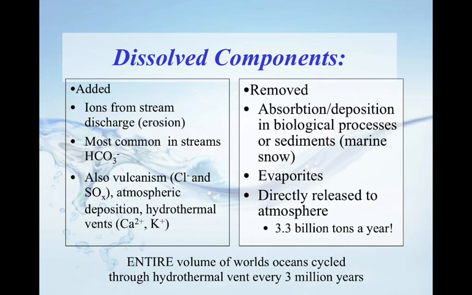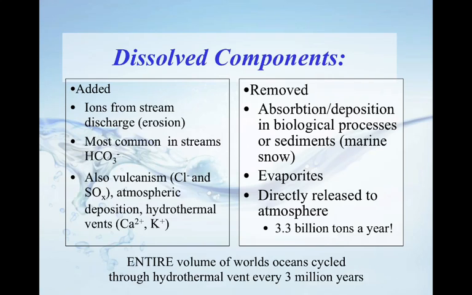So where are these dissolved components added from? They're from streams. The most common one in streams is carbonate. We'll talk about that later on. And again, we mentioned volcanism adds some of these cations. So they're added from streams and outgassing of volcanoes, hydrothermal vents, things like that. Salt is actually removed at almost the exact rate it's added. It's kind of a nifty little equation, primarily through biological processes or being dissolved into sediments.